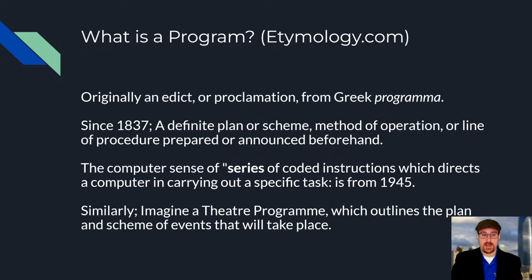So what is a program? A program, this is the etymology. These are some interesting things coming from the etymology of the word program. So in Greek, it's an edict or a proclamation. In 1837, we have a definite plan or scheme, a method of operation, a line of procedure prepared or announced beforehand. You can think of this also like a recipe.